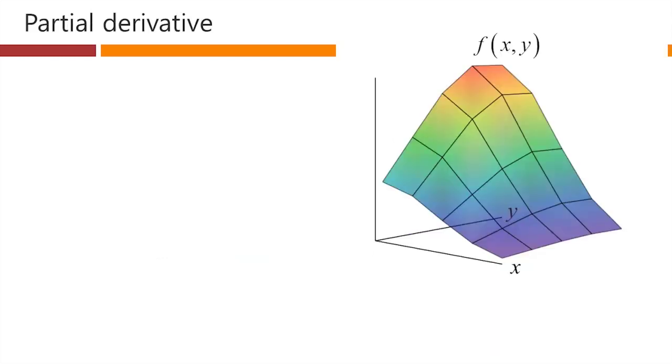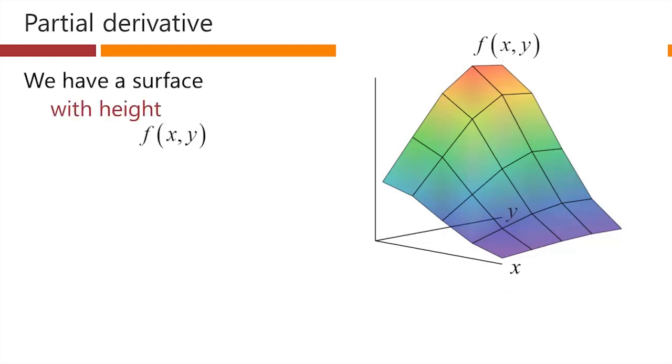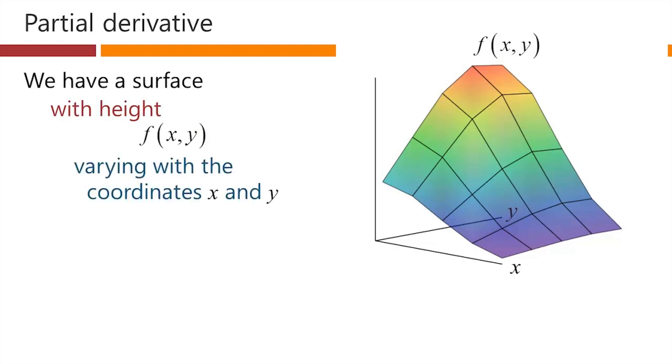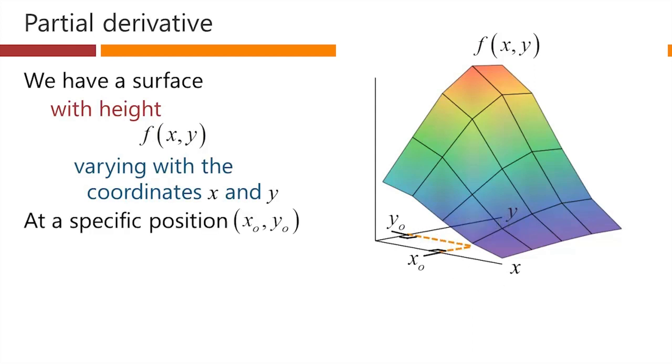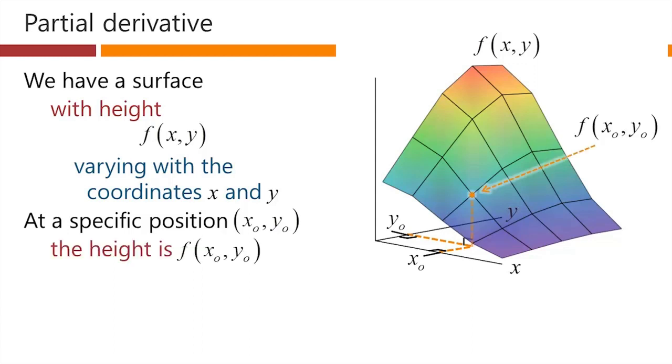So let's look at some partial derivatives by looking at slopes on this function that we've got over here. So this is our function f of x and y. So here's the x-axis, and along there is the y-axis. And we're saying, therefore, we've got some surface, this is our hill perhaps, with a height f of x and y. It varies obviously with the coordinates x and y. So at some specific position here, the value of the function, the height here, is f of x naught and y naught at the position x naught, y naught.